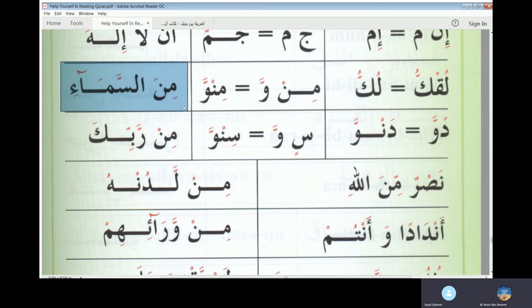Because of this shadda, as you know the meaning of shadda is that we have two seen here, the second seen has fatha and the first seen has sukoon. We have to join the seen sukoon with this fatha. It will become minas samai. Minas samai. Okay. Alif lam does not have any vowel, that's why we are ignoring it.